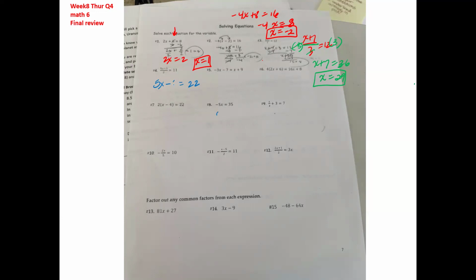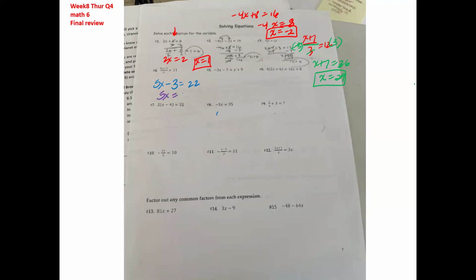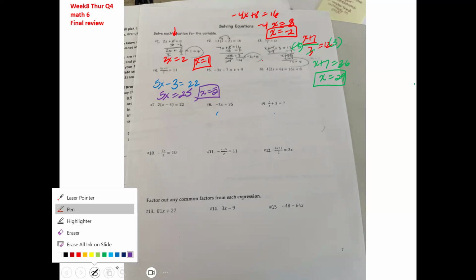Okay, so times it by 2 on both sides. Add the 3 on both sides. 5x equals 25. Divide by 5 on both sides. X equals 5. Do you see that? Okay.